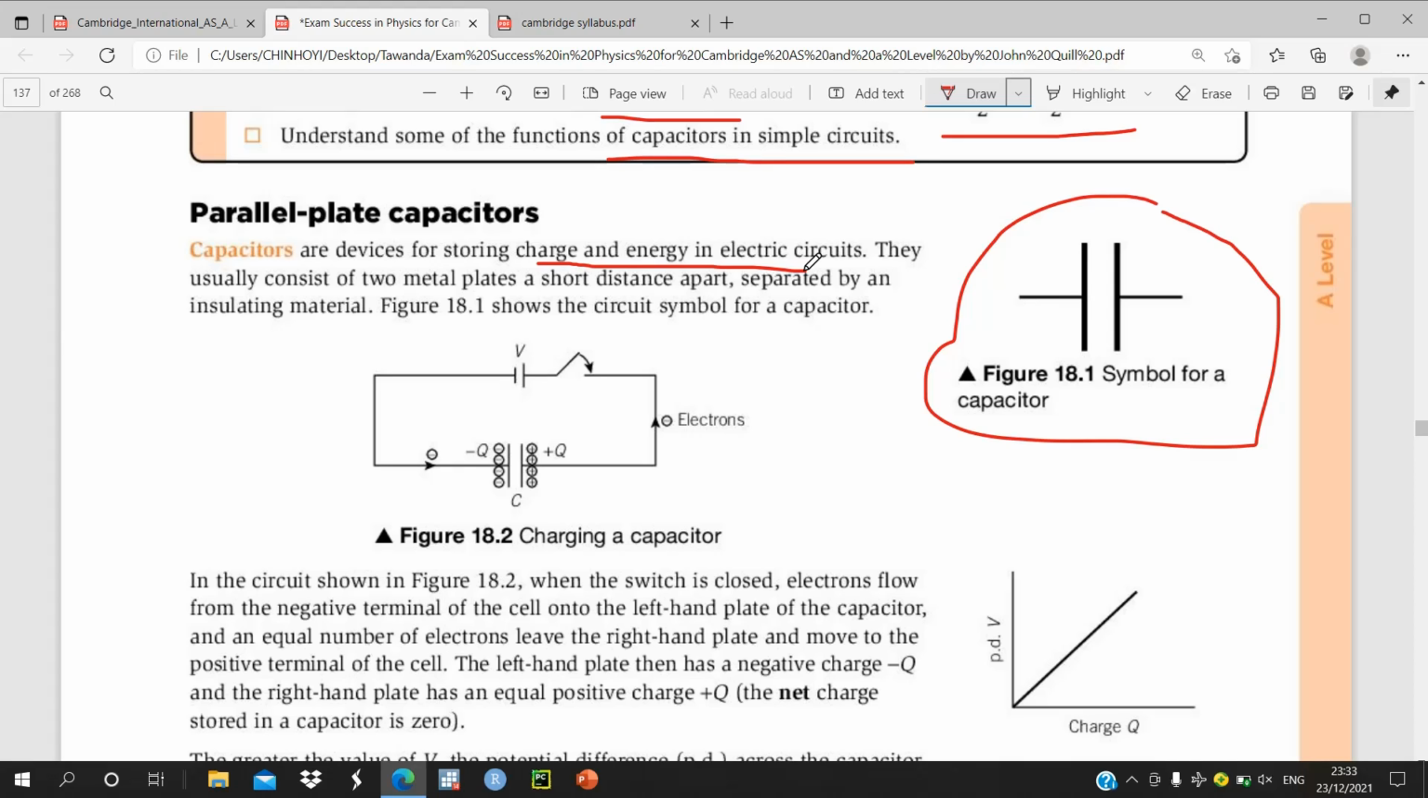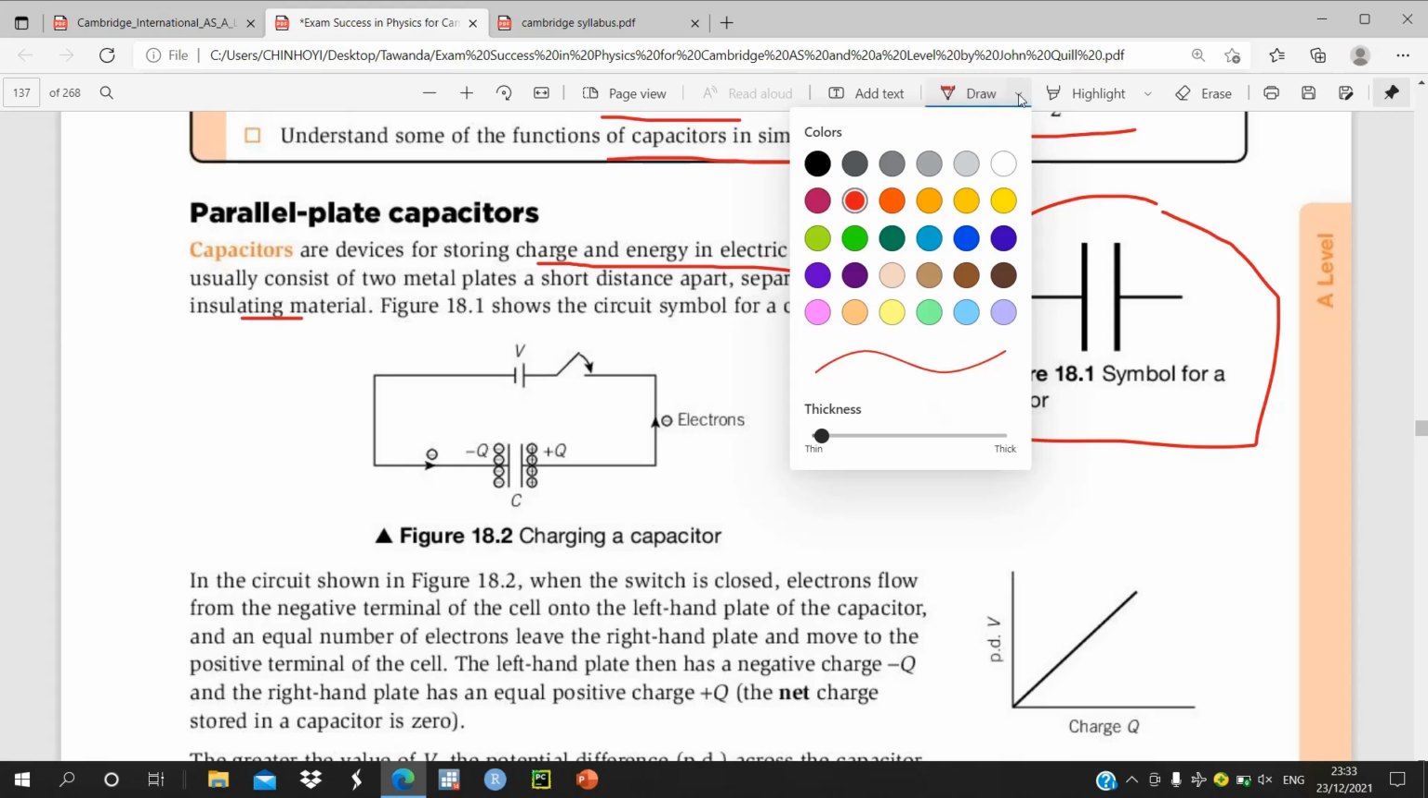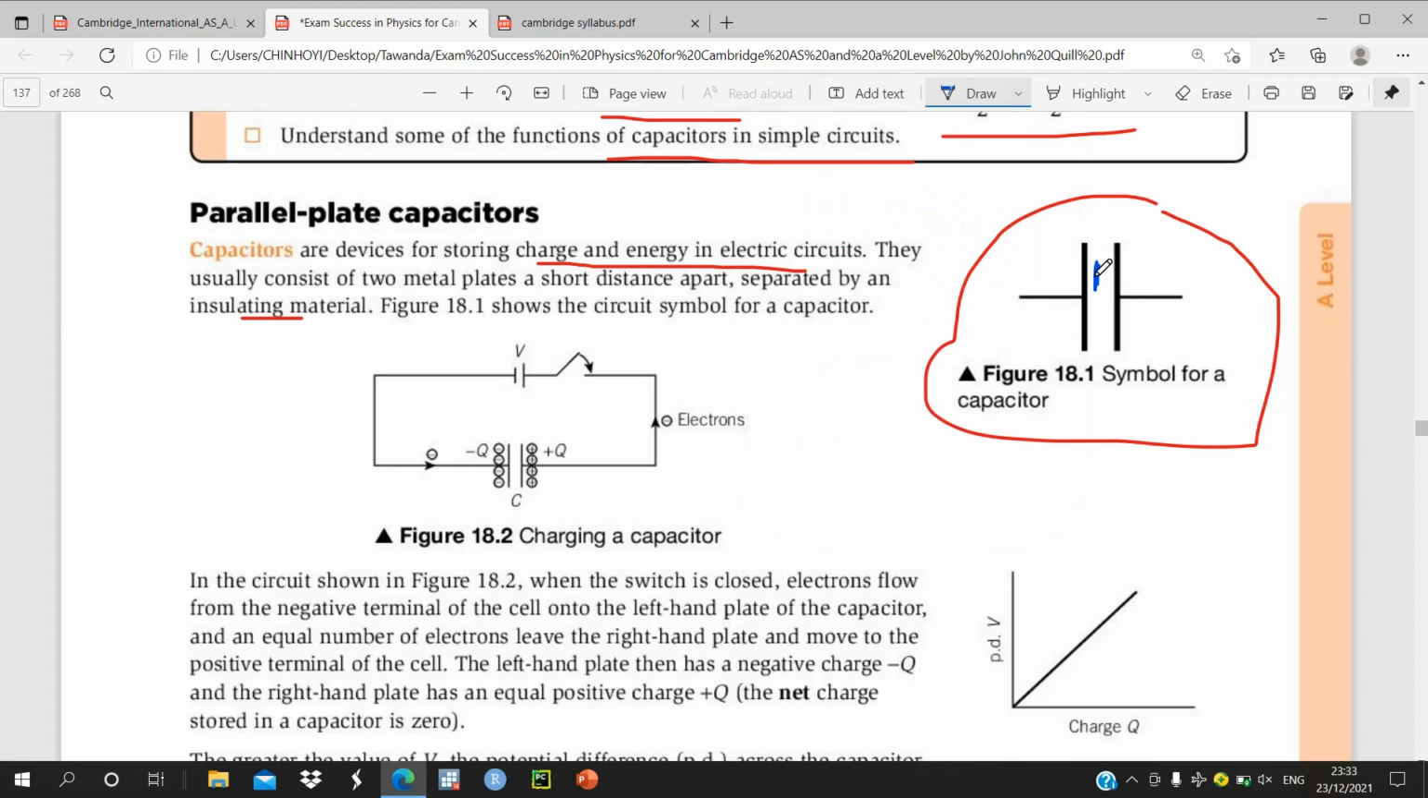They usually consist of two metal plates a short distance apart, separated by an insulating material. So there is a material between those two plates which is an insulator. Between these two parallel plates we put an insulator, right?